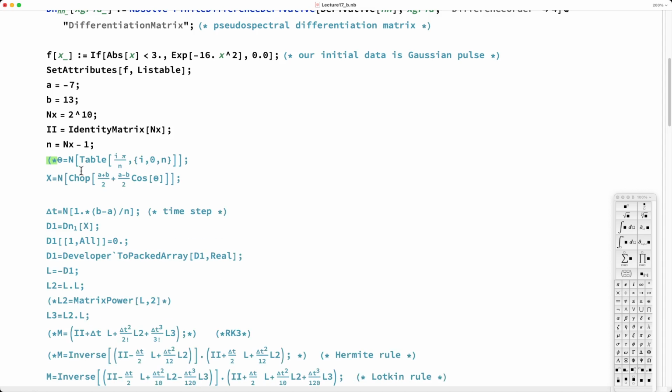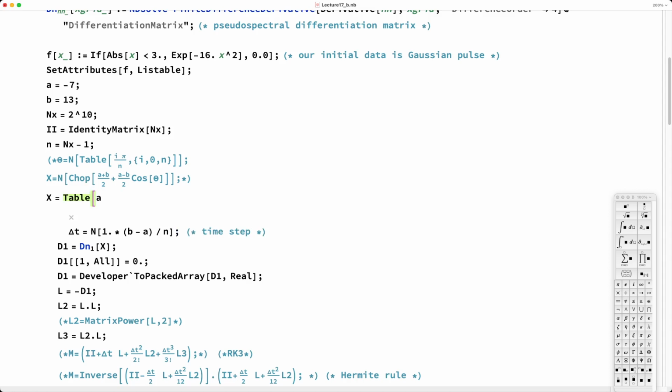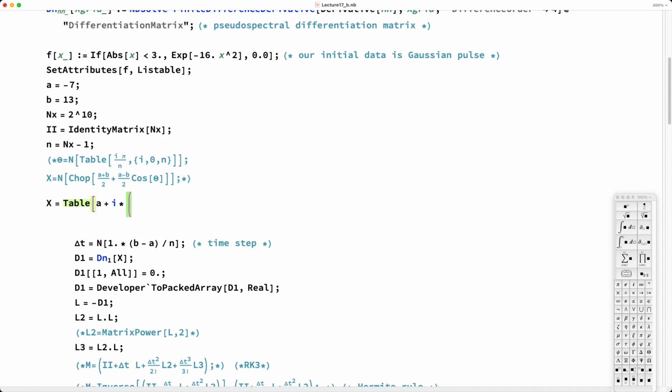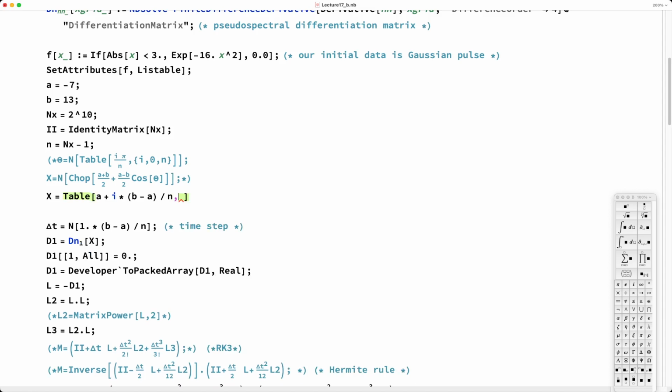let's see, let's comment this out. So you can say x equals Table A plus I times the grid spacing, which is basically this B minus A over n, and I will go from 0 to n. And this is it really.